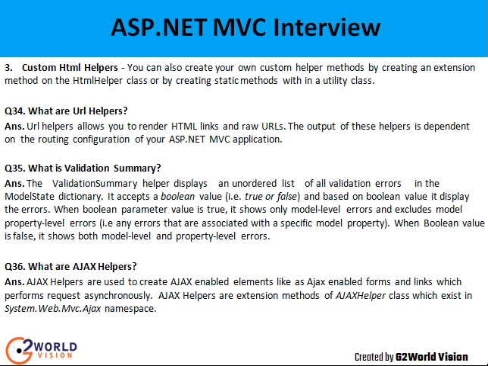What is Ajax helper? The Ajax helpers are used to create Ajax-enabled HTML elements like Ajax-enabled forms and links which perform requests asynchronously. Ajax helpers are extension methods of the AjaxHelper class which exists in the System.Web.Mvc.Ajax namespace.